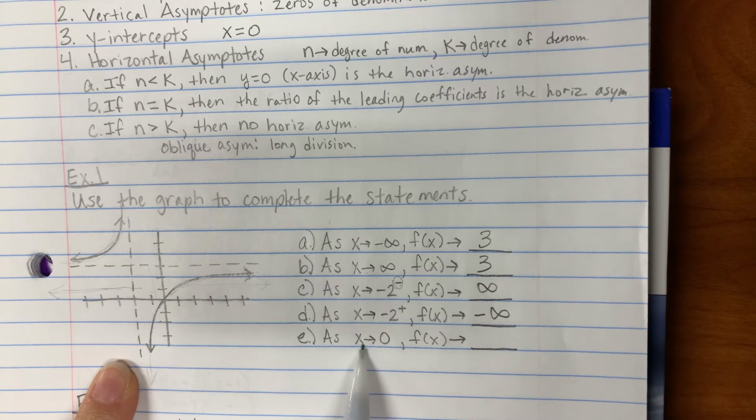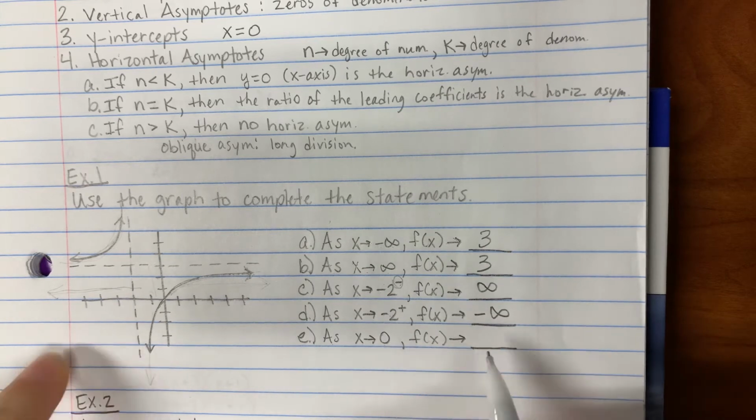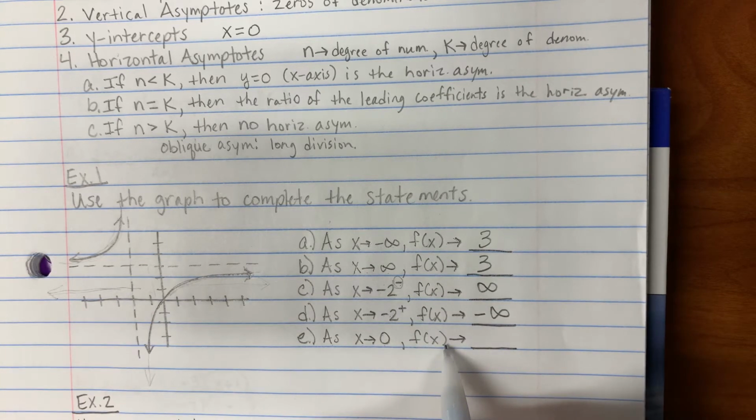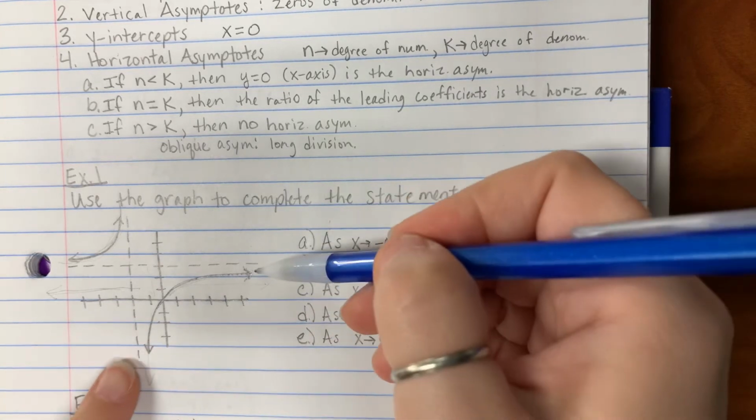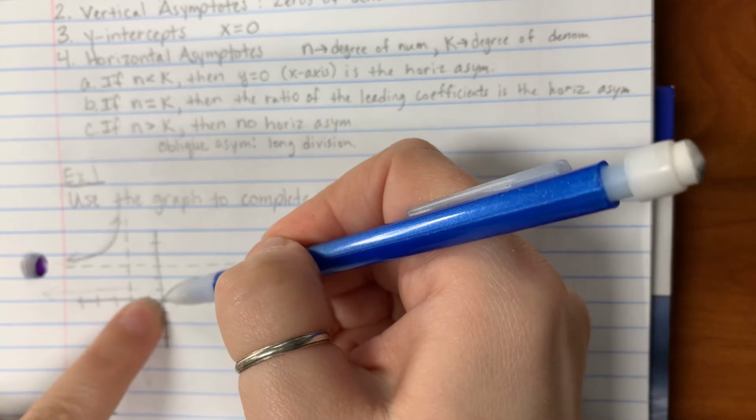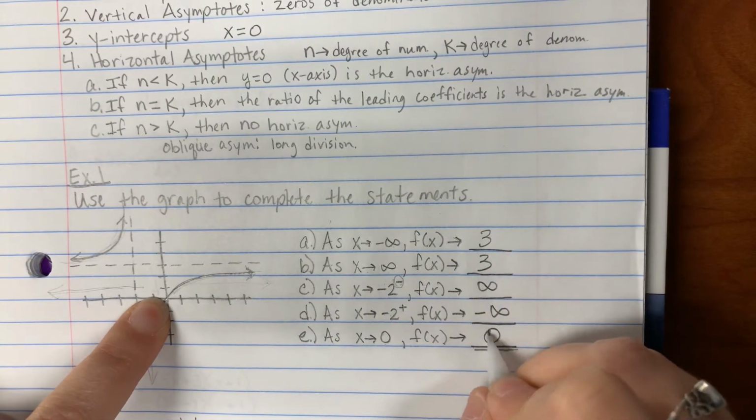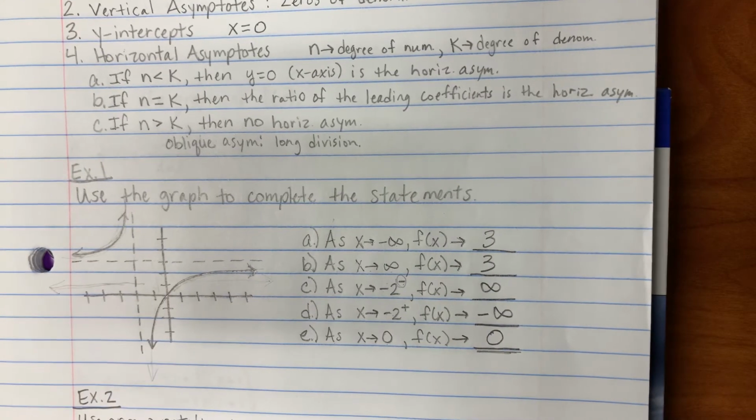Last one, as x approaches 0. Now this one gives me a number on my graph, just like these did, but it's not telling me from the left side or the right side. So what that means is that from both sides it should be getting closer and closer to the same y value. Okay, so I'm looking from both sides right now. As I get closer and closer to 0, it looks like my y value is also getting closer and closer to 0. So 0, 0 is that point. That kind of makes sense.